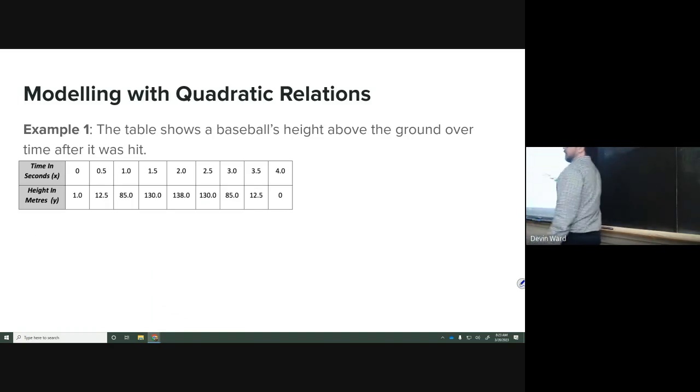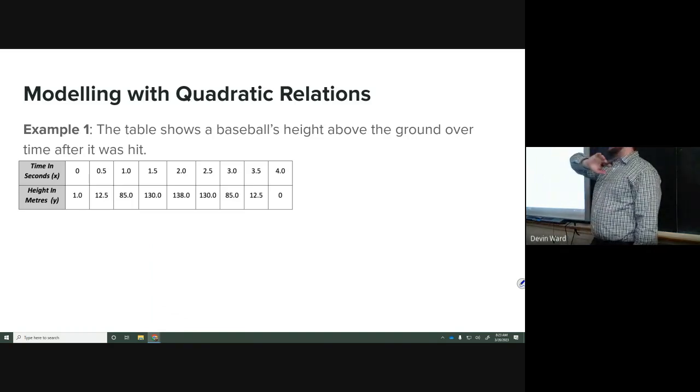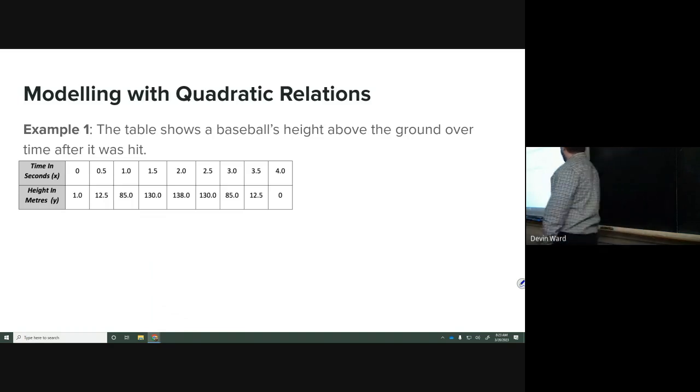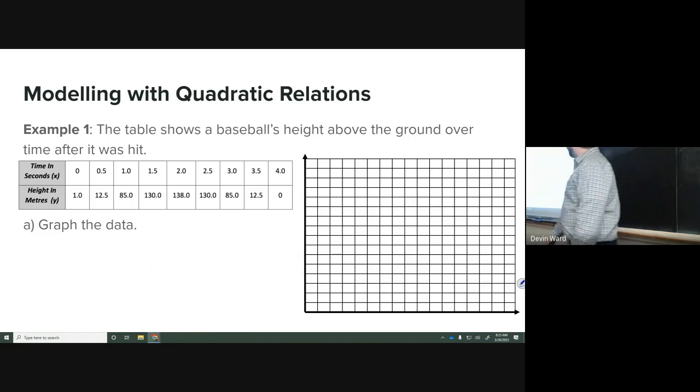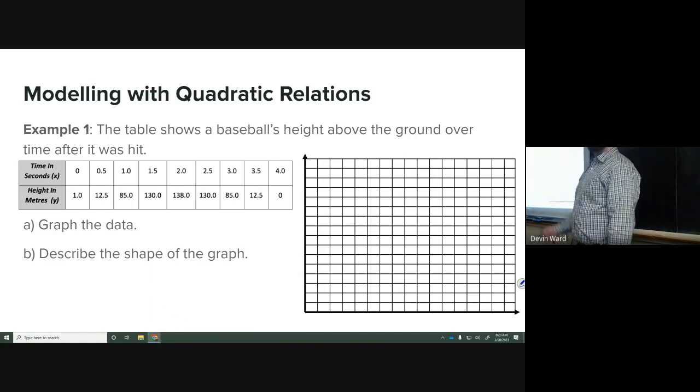So what we're going to do is we're going to graph this, okay? Because if you watch a baseball being hit, it goes up and then comes back down, right? Just like anything that gets thrown up in the air, okay? So we're going to graph this data, and then we will say what the shape of the graph is, okay?